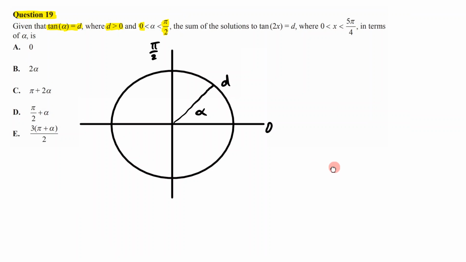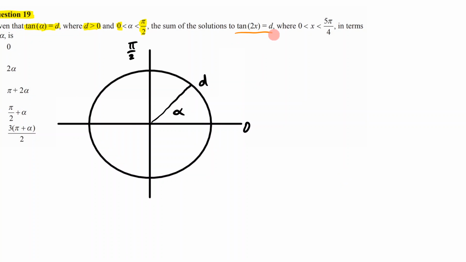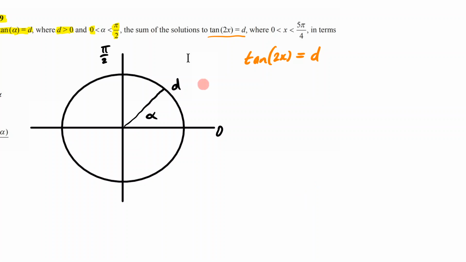The next thing I would do is look over here and deal with this. So this is telling me that I have tan of 2x is equal to d, and I also have a domain for this. Let me do this in a different color. Let me do it in green. It is 0 is less than x is less than 5 pi on 4.